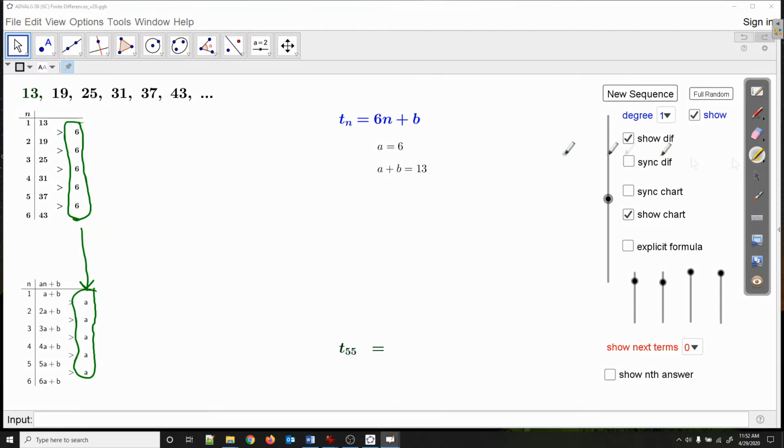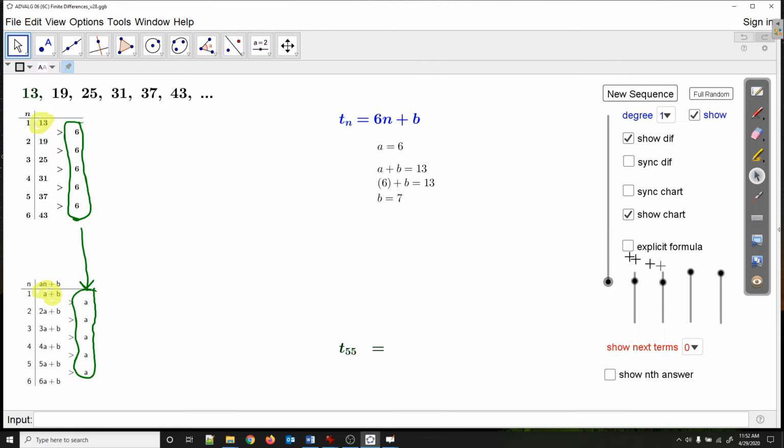Where did that come from? Well, in this case, it came from this value right here. This 13 happens to be in the same spot as this a plus b is right here. Therefore, a plus b must be 13. But I know a is 6. And because a is 6, I can go 6 plus b is 13, and I can use that to figure out that b is 7.